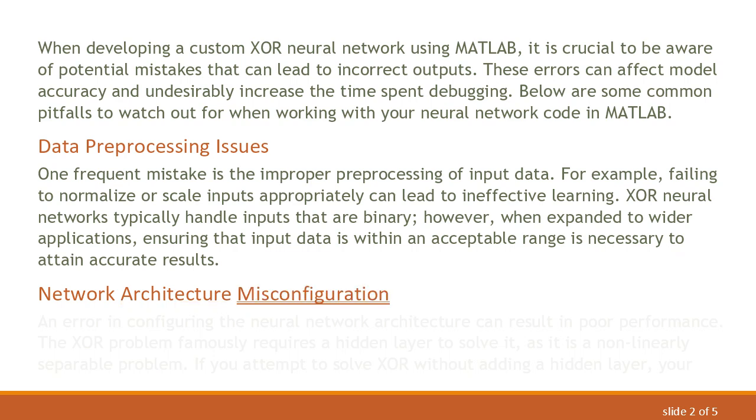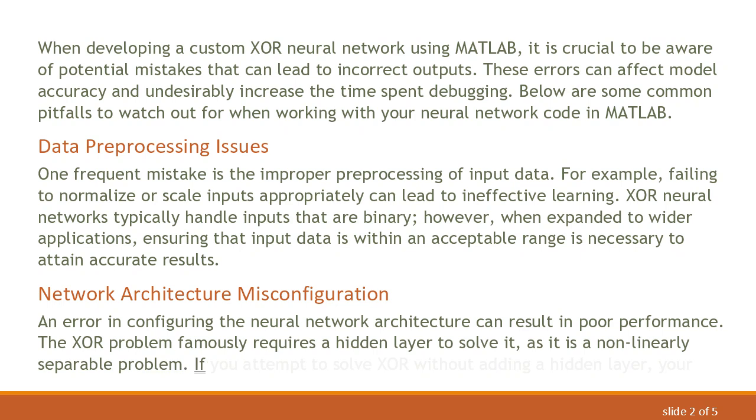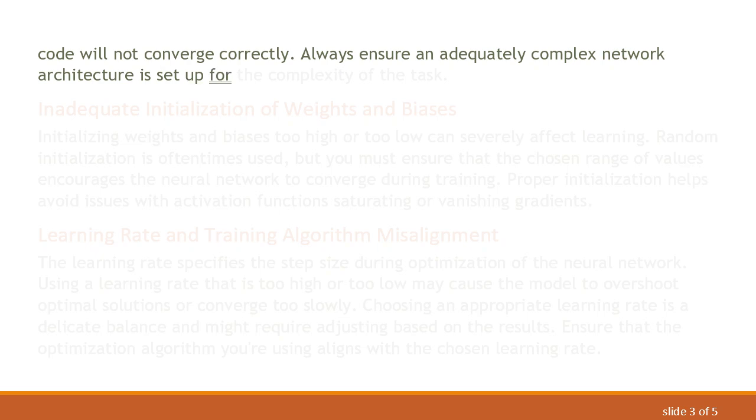Network architecture misconfiguration. An error in configuring the neural network architecture can result in poor performance. The XOR problem famously requires a hidden layer to solve it, as it is a non-linearly separable problem. If you attempt to solve XOR without adding a hidden layer, your code will not converge correctly. Always ensure an adequately complex network architecture is set up for the complexity of the task.